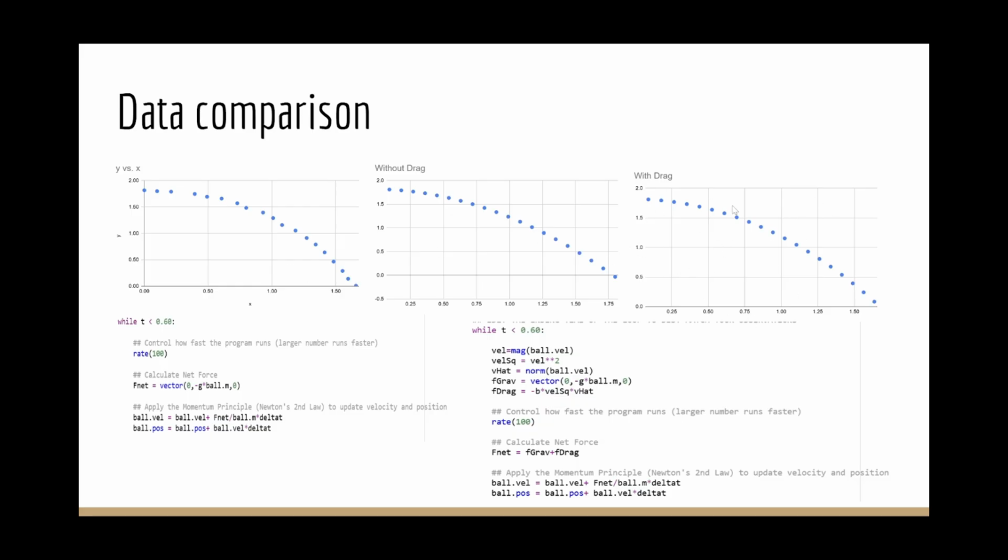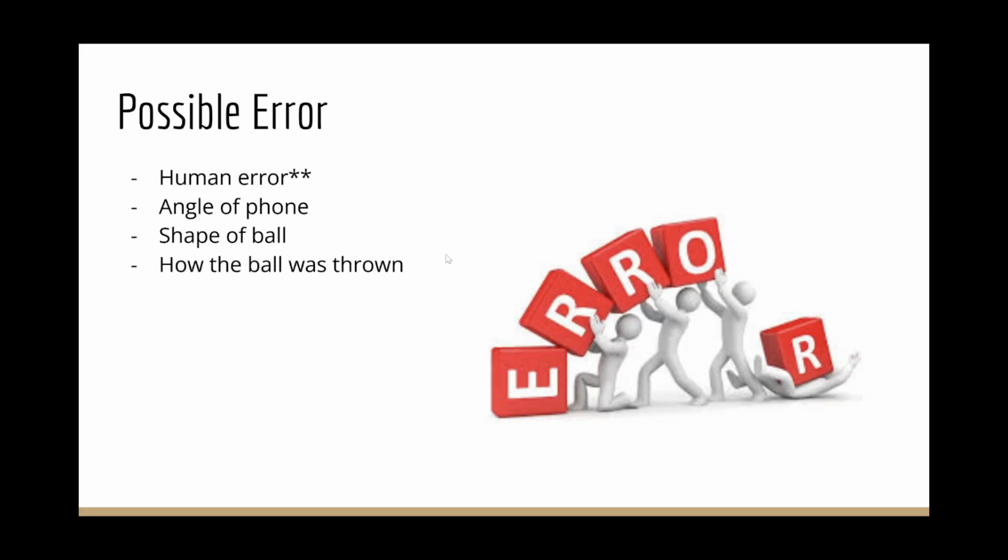With drag, when the drag was included right here, we had to use different equations that GlowScript had in order to convert this into something that we could use to make FNet, which is gravity and drag, and then plug that into the update formulas. But you can see that the x value in this case is much more similar to the actual data than the one without drag.